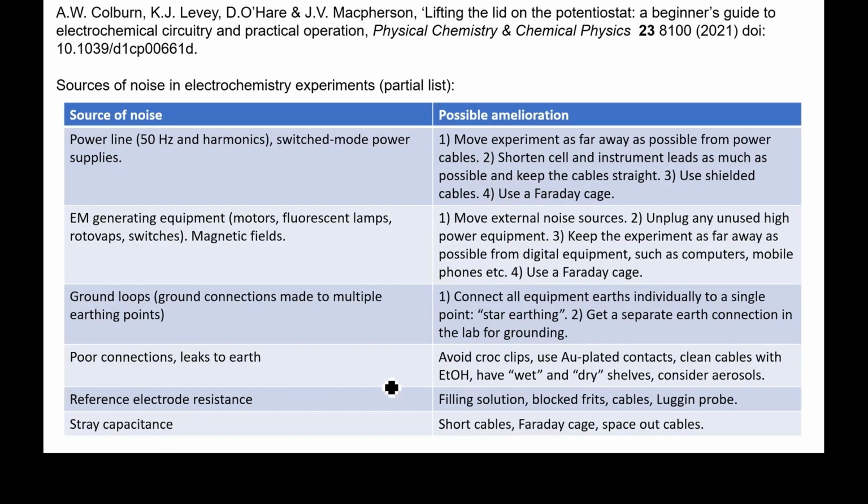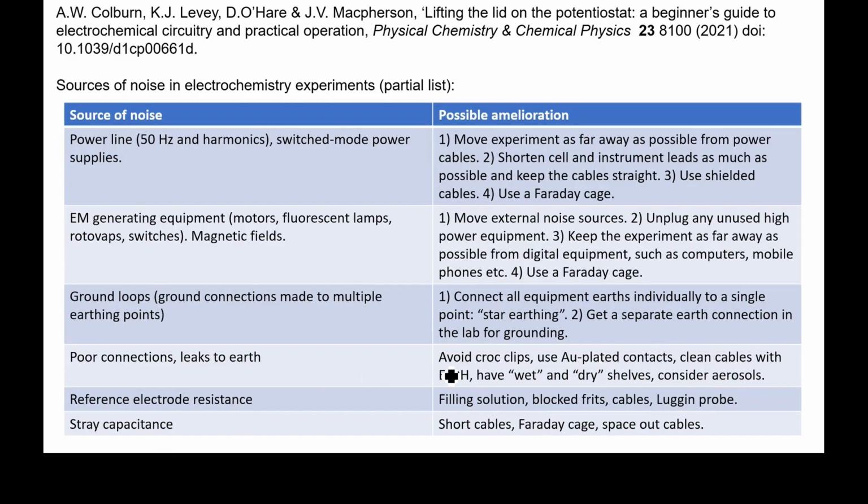Poor connections are a real problem. Crocodile clips are an absolute nightmare. You should use gold-plated contacts because of the corrosive environment in a typical electrochemical lab, where we're generating aerosols by bubbling gases through all our strong acids and saline solutions. You should clean your cables with ethanol before you start and dry them off so that you're not getting leakage currents. Try and have wet and dry shelves, so you keep the instrumentation above the lab and have a clean area where you can keep things wet. And definitely consider the impact that aerosol generation might have.